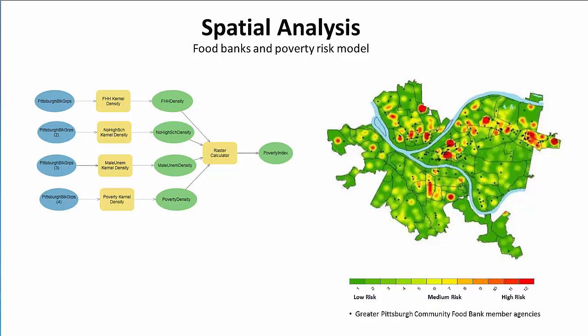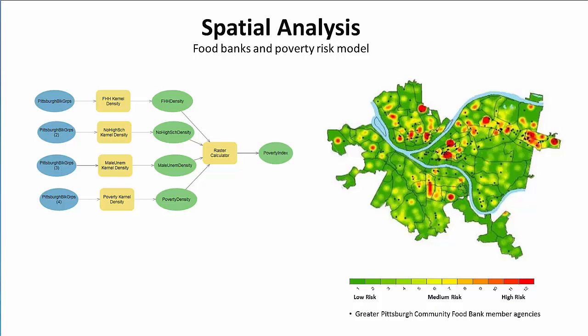So in this example, we're looking at two things: a model that would take each of these point features with different variables to create a poverty index. The example on the right is from the Greater Food Bank of Pittsburgh. They had a question on whether or not the locations where they distributed food were in locations where we had people in poverty.